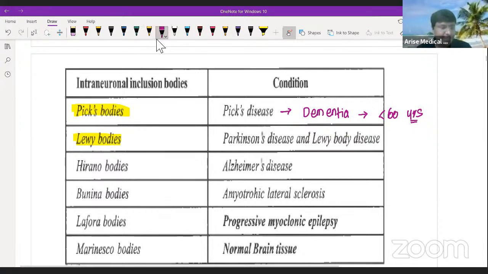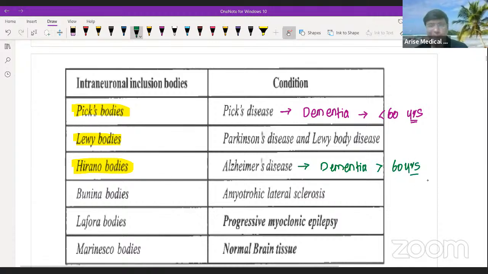And you take Alzheimer's disease. In Alzheimer's, you have what are called the Hirano bodies. And this Alzheimer's is also a dementia, but this is the dementia seen in elderly individuals more than 60 years, which is a neurodegenerative disorder.